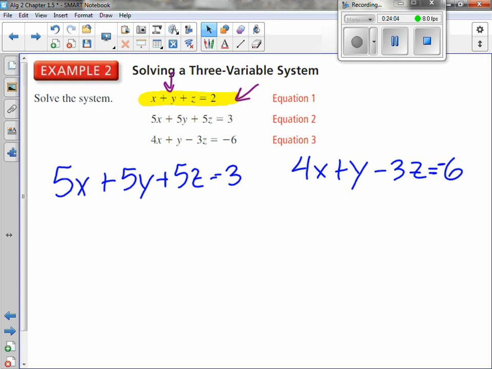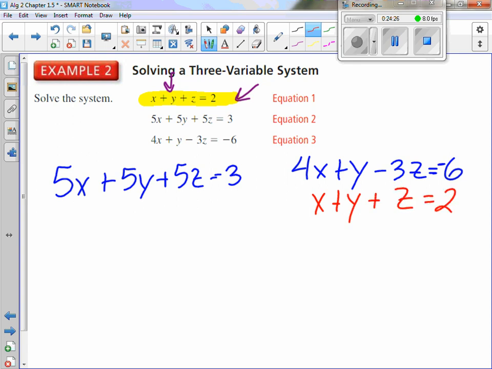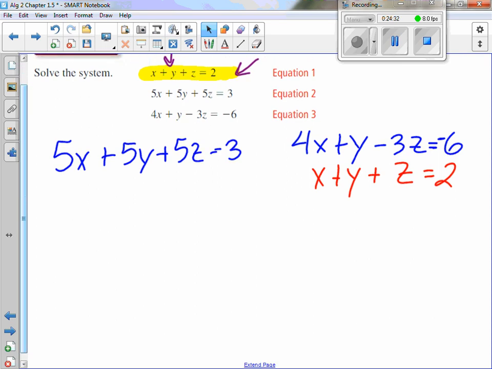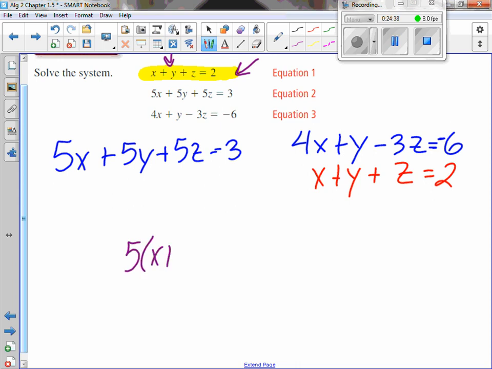Mm-hmm. So since we're eliminating Y, what do I need to multiply this Y by to get the same as this one? 5. Well, 5 for this one, but how about here? Oh. Nothing, right? They're the same already, aren't they? Y and Y. So for this one here, I can just go on and write X plus Y plus Z equals 2. I don't have to do anything there. And as Eric was just saying, yes, we're going to have to multiply this equation by 5 so this one lines up. So we're going to do 5 times X plus Y plus Z equals 2 times 5.